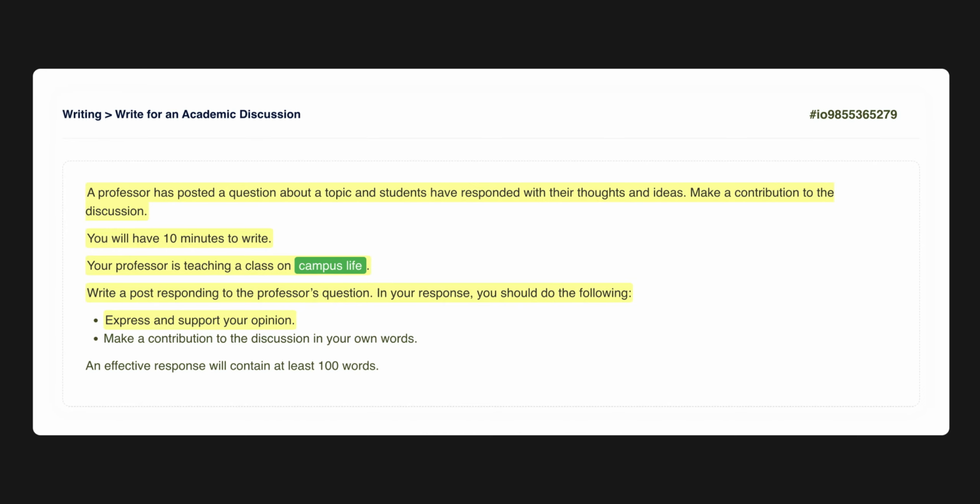Originality is key. While you should refer to the ideas mentioned by other students, you must use your own phrasing and introduce new angles. Copying exact sentences from the prompt will lower your score, so focus on paraphrasing and adding your unique voice. An effective response will contain at least 100 words. While quality is more important than quantity, you need enough length to develop your ideas fully. Aiming for at least 100 words ensures you have provided enough detail and supporting evidence to meet the academic standards of the test.